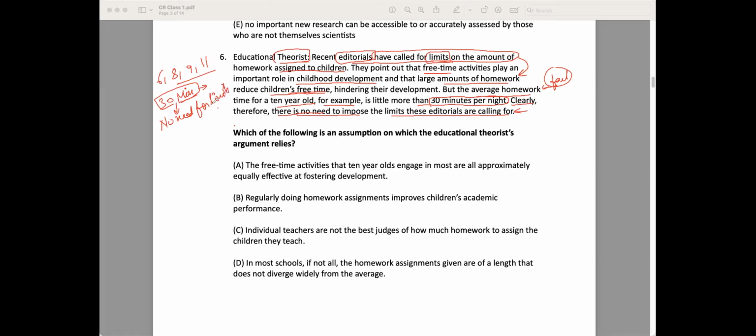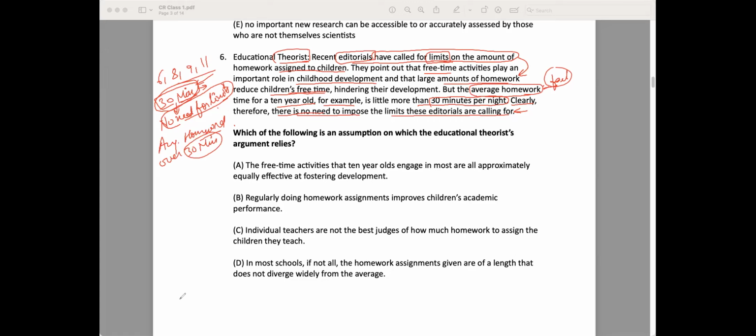So the final claim made by the theorist is that there is no need for limits on the amount of homework that we're giving, because the reasoning is that the assignments require little over 30 minutes per night. Okay, average homework time. So average homework time is over 30 minutes. This is the reasoning given by the theorist to make the claim that there is no need for any limit on the homework time required.